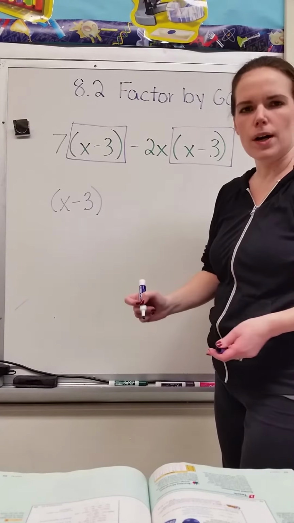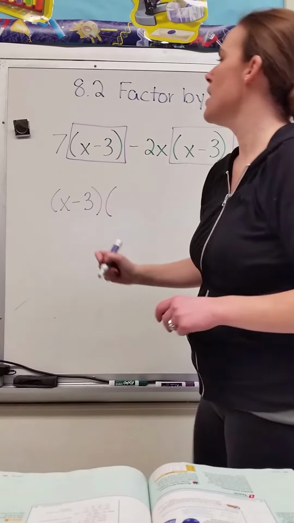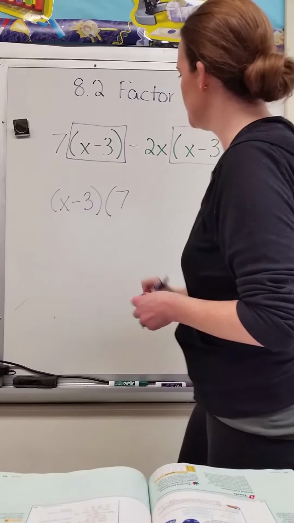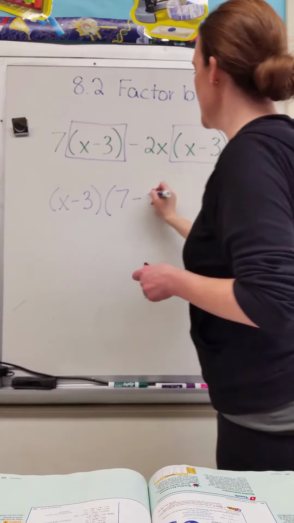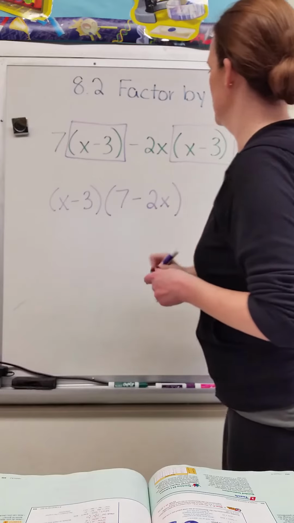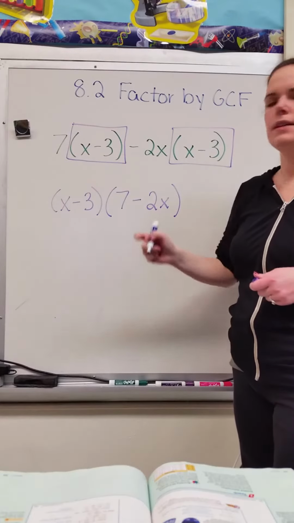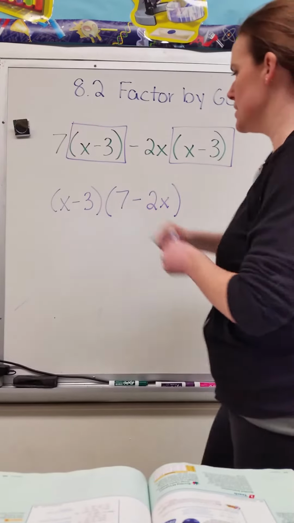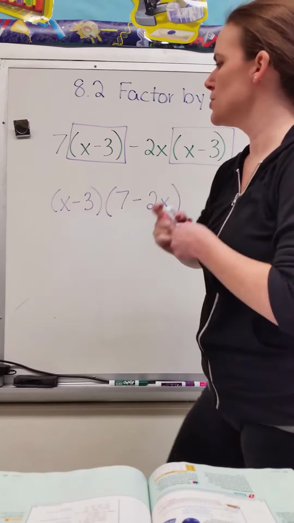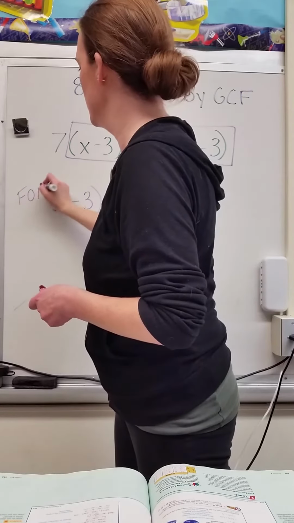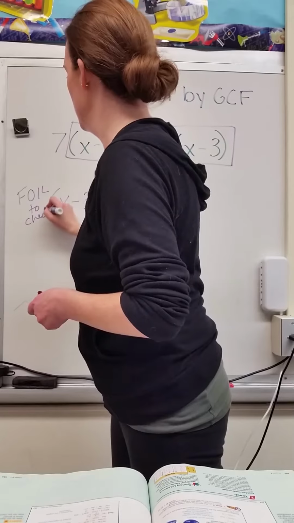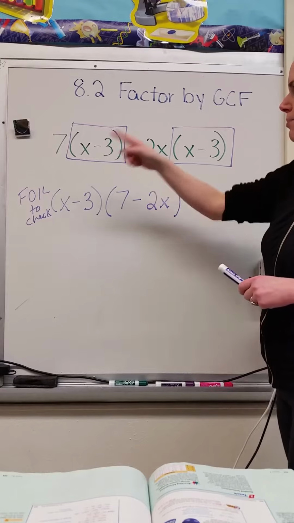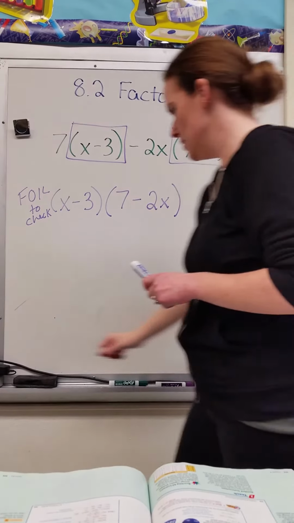And then just like before, you're taking parentheses and you're going to put what's left. So here we have a 7 that's left, and here we have a minus 2x that's left. And this is that factor. Again, you can always double check, since this is 2 binomials, you would use the FOIL method to check, and make sure that you end up with what you had before.